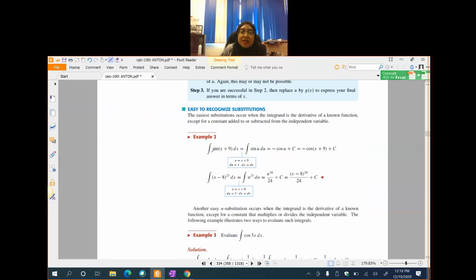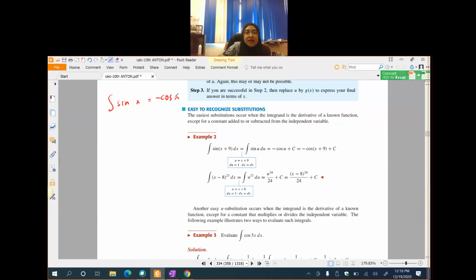Okay, next. The integral of sine x plus 9 dx. So you know the integration of sine x with respect to x, you get what? You get negative cos x. So that is what you know. Okay, integration of sine x gives you negative cos x. So this is something that you already know.